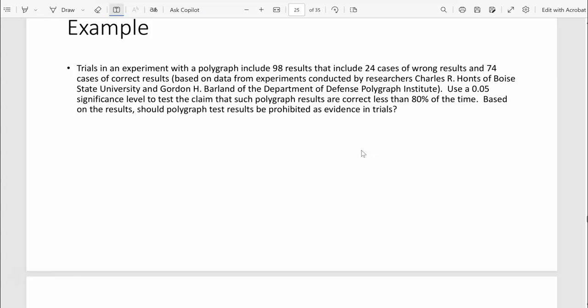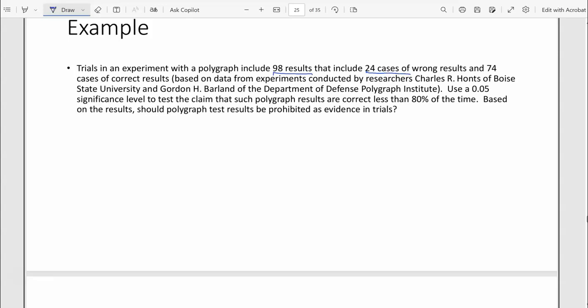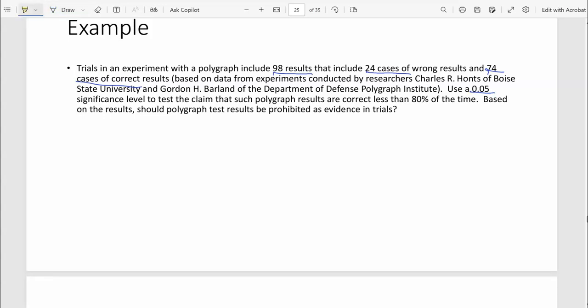Okay, let's look at another one. Take a minute, pause the video, try it, come back, check your answer. Trials in the experiment with a polygraph include 98 results, 24 cases of wrong results, and 74 cases of correct. We want to use a 0.05 significance level to test the claim that polygraph results are correct less than 80% of the time.